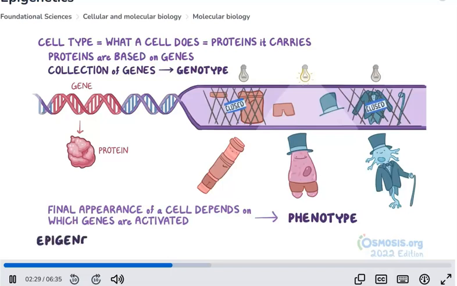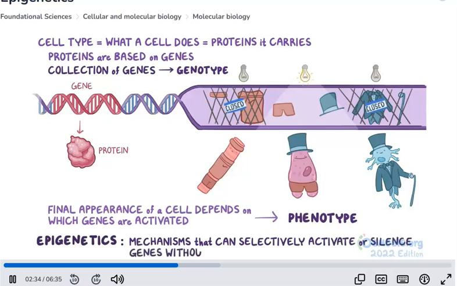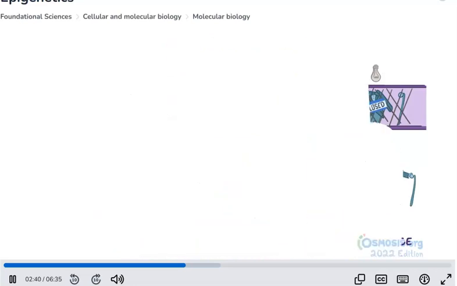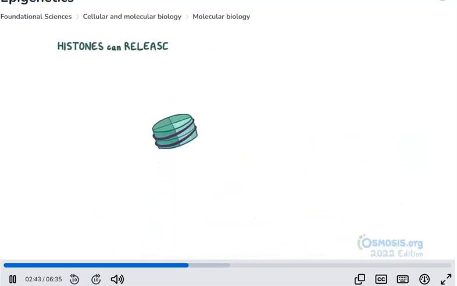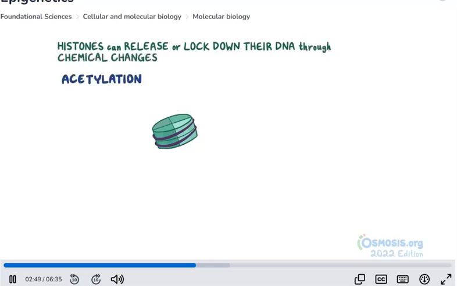All of this happens through epigenetics, which specifically refers to mechanisms that can selectively activate or silence certain genes without modifying the nucleotide sequence of the gene. Let's start with histones. Histones can be influenced to either release their DNA or lock down their DNA through chemical changes, like acetylation or methylation.